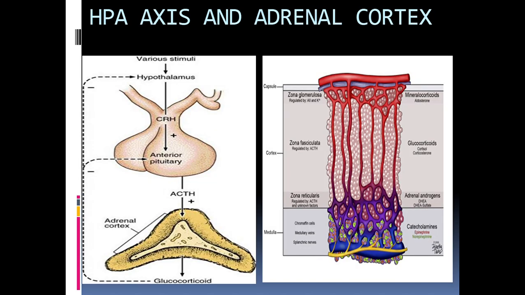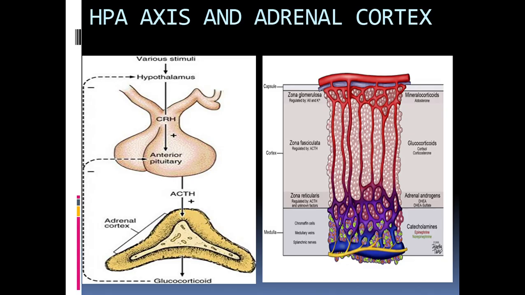This is the HPA axis and adrenal cortex. Various stimuli stimulate the hypothalamus, which releases CRH, corticotropin releasing hormone. The anterior pituitary is then stimulated and releases ACTH, adrenocorticotropic hormone, which stimulates the adrenal cortex to produce glucocorticoids. The glucocorticoids then have an inhibitory effect on the anterior pituitary and hypothalamus.